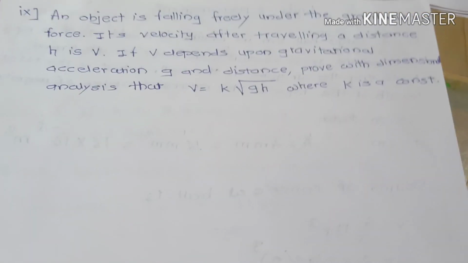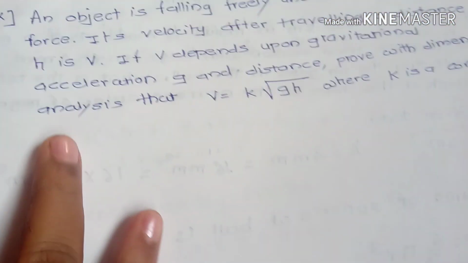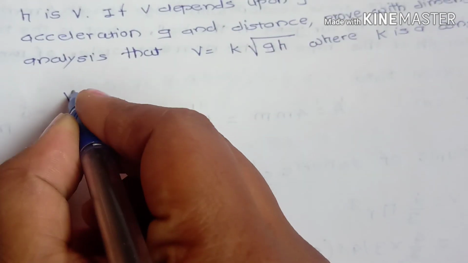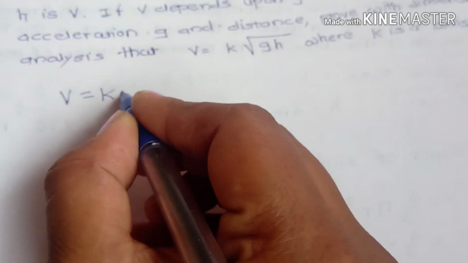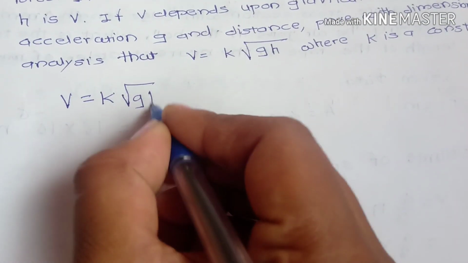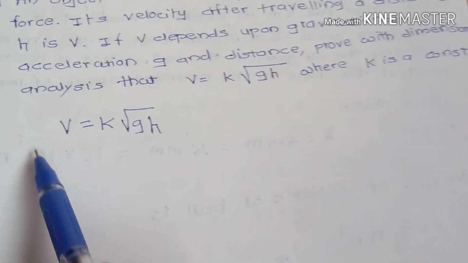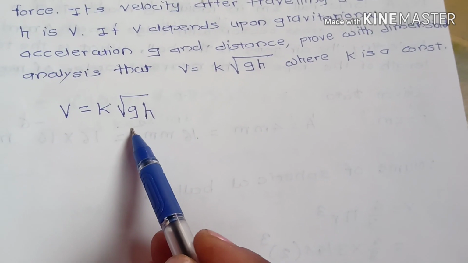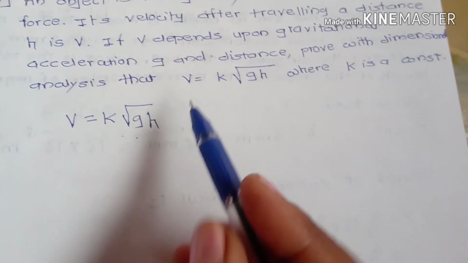Now we have to start solving this example. We know that first we have to write the equation v is equal to k under the root of gh. V is the velocity, k is the proportionality constant, g is acceleration due to gravity, and h is the height.